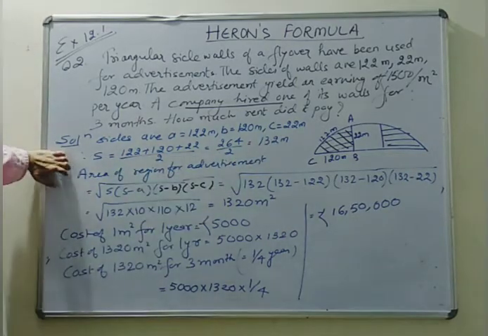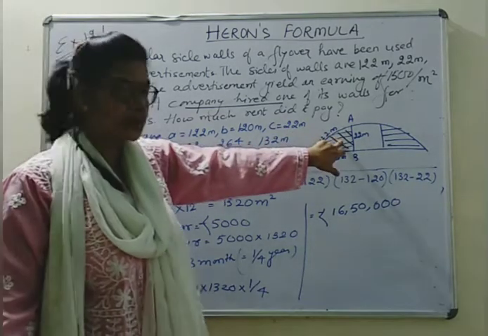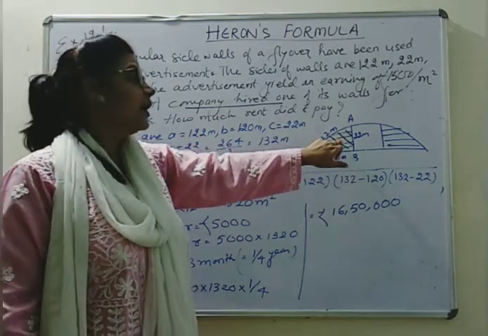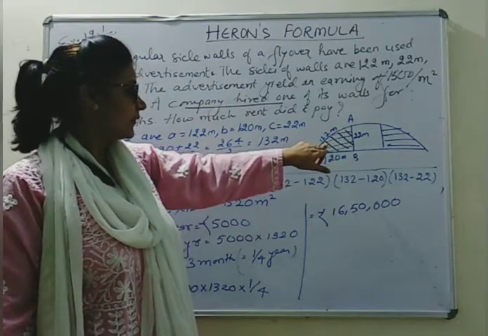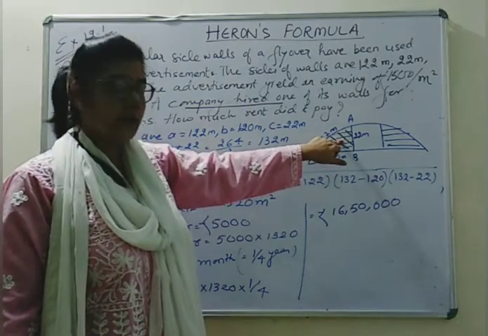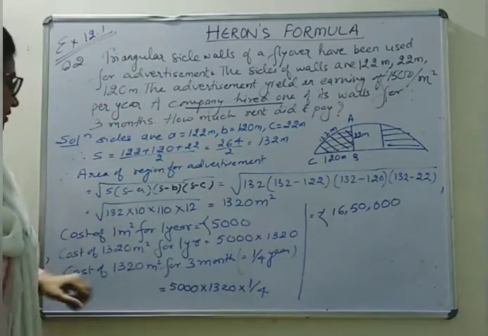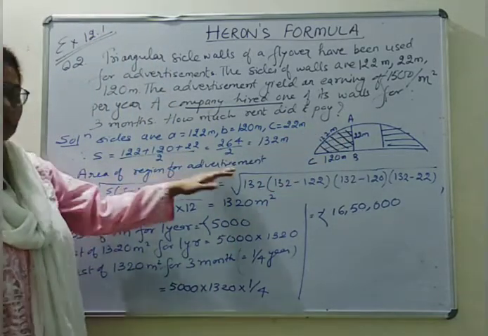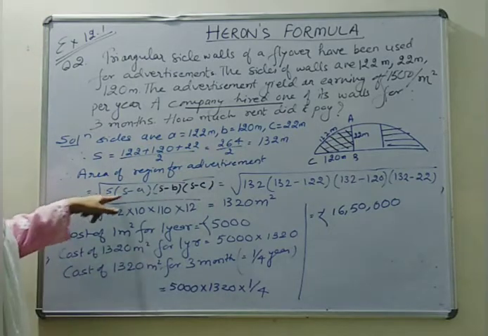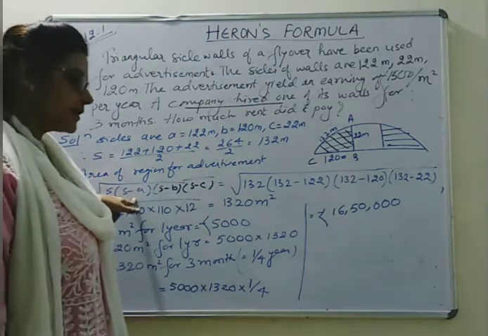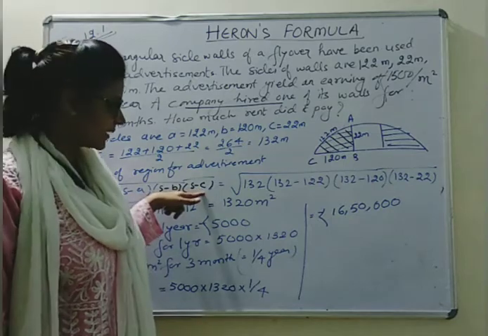Then we will find the area of the region for advertisement. This is the region which is used, only one wall is used. This is the region which is used for the advertisement. So the area of the region for the advertisement will be the square root of S into S minus A, S minus B, S minus C.